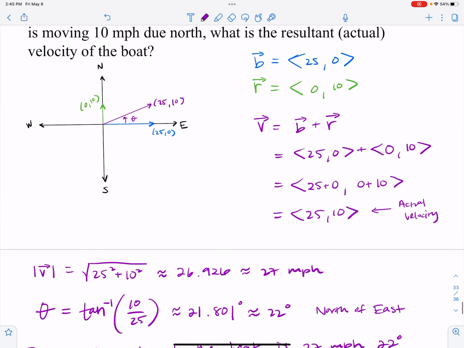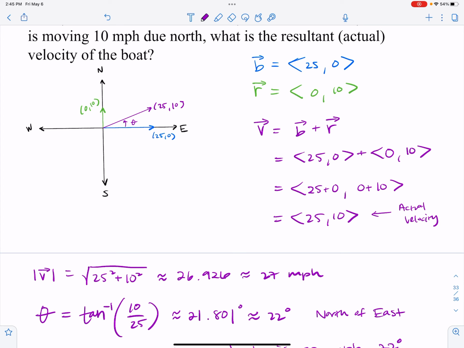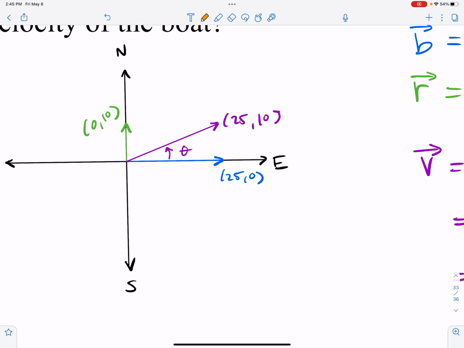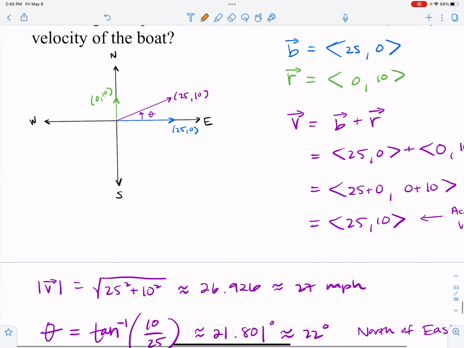I'm not going to get too in the weeds on the direction. Just make sure that the words you use to describe the angle make sense. Like if you had found, for some reason, this angle, you could have said that angle was east of north, whatever that angle is. So just make sure that it makes sense.